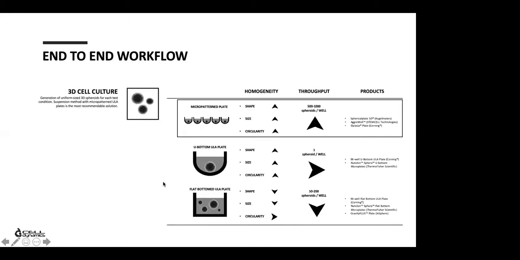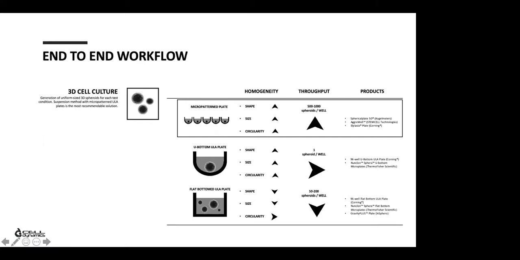Let's now take a look at the experimental workflow. In first instance, of course, we have the 3D cell culture. There are several methods to grow spheroids and organoids. The ultra-low attachment multi-well plate is the easiest way to do that.